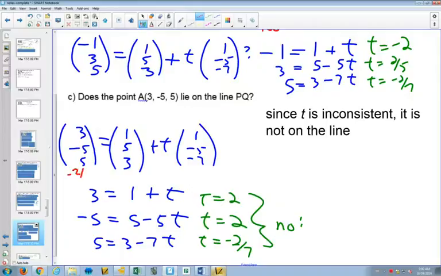If this last value had been negative 2/7, I believe it would have worked. Is that right? 3 plus 2 times, no, it would have to be 2 times negative 7 is negative 14 plus 3. If this was negative 11, it would have worked. But it wasn't.